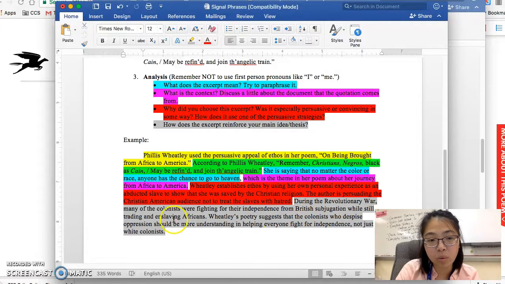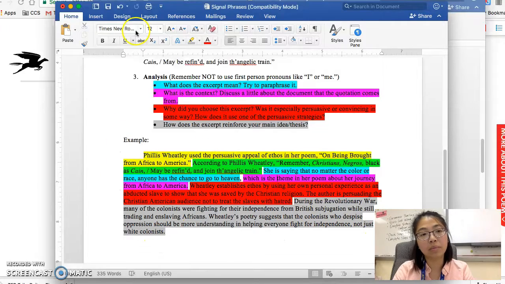During the Revolutionary War, many of the colonists were fighting for their independence from British subjugation while still trading and enslaving Africans. Wheatley's poetry suggests that the colonists who despise oppression should be even more understanding and try to help everyone fight for independence, not just the white colonists.